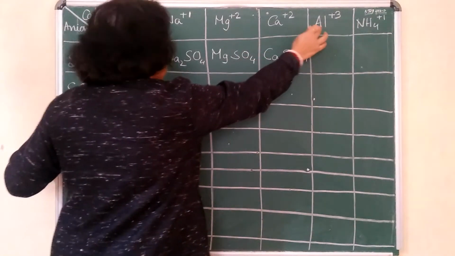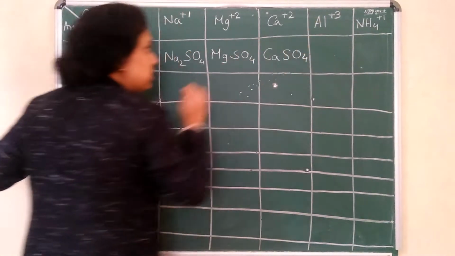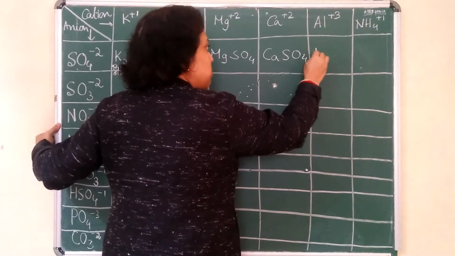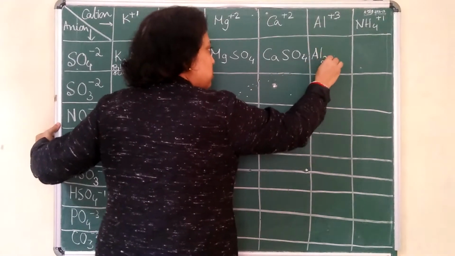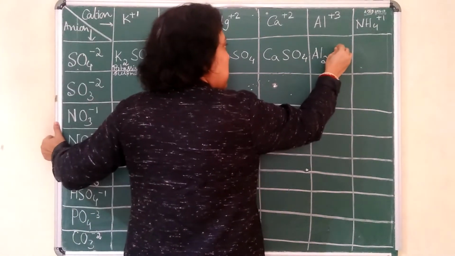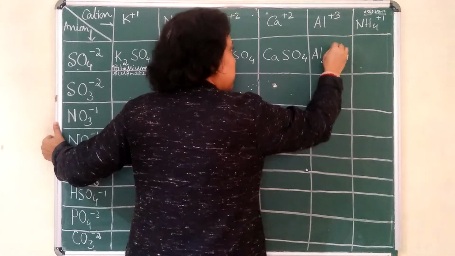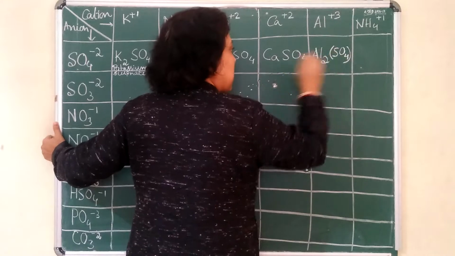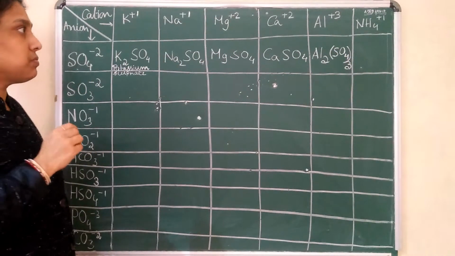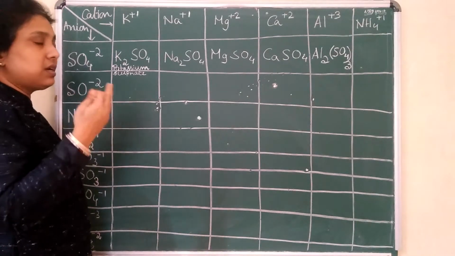Then aluminium and sulfate. Now see here, it is 2, it is 3, so you have to interchange. Aluminium 2, because the sulfate valency is 2, so it comes with aluminium, and along with sulfate, the aluminium valency comes. So in bracket you have to give 3: Al2(SO4)3. When it is more than 1, you write it in bracket.